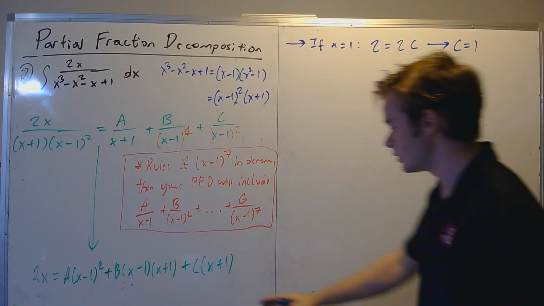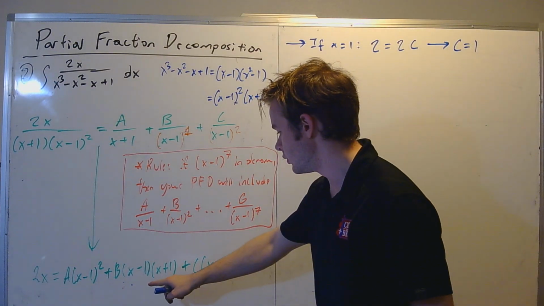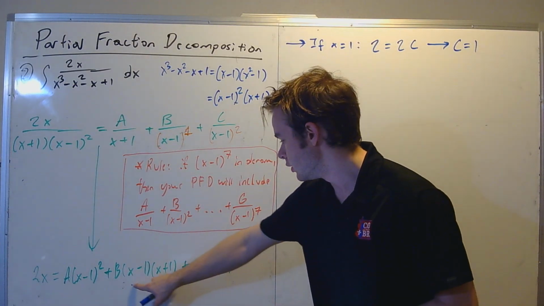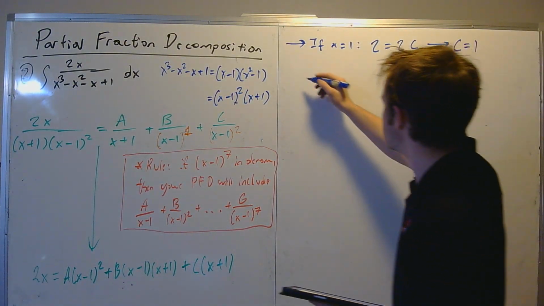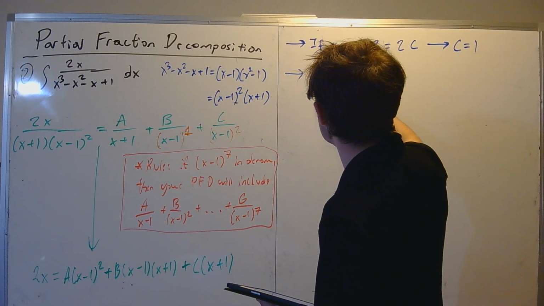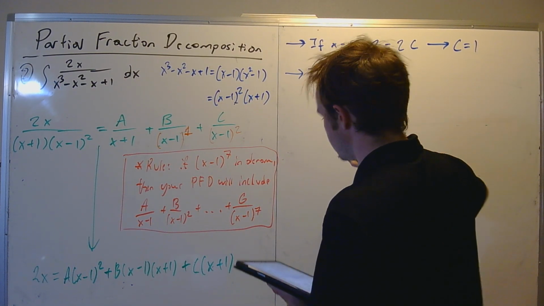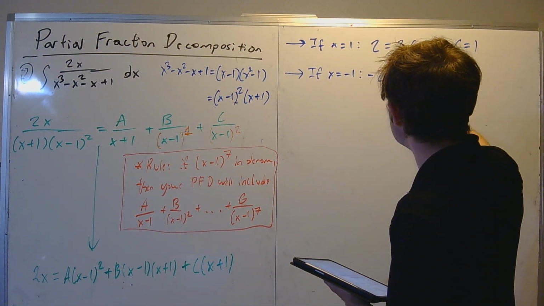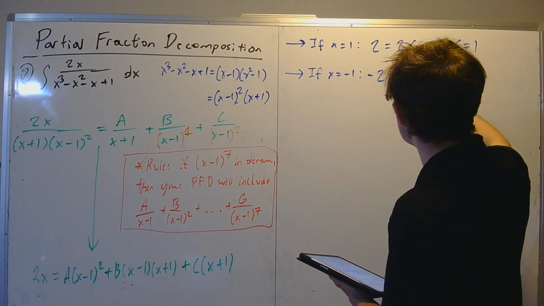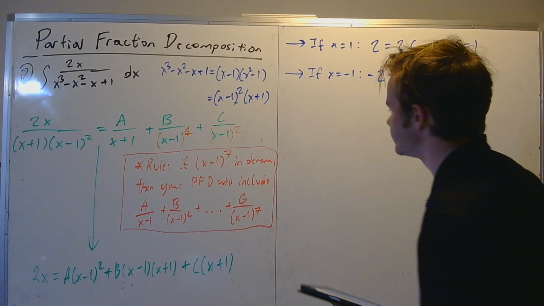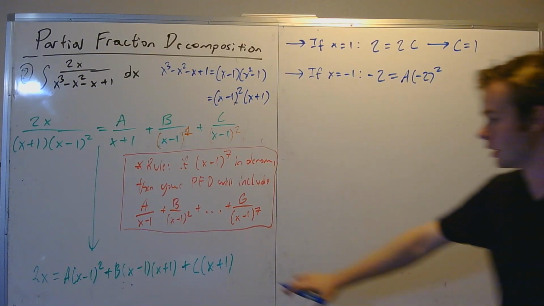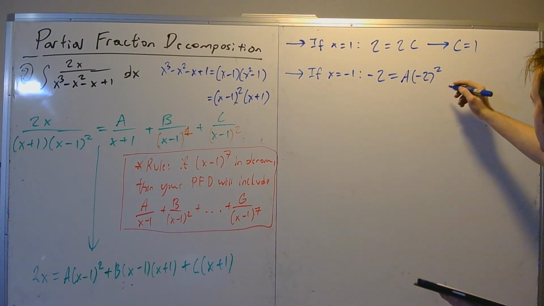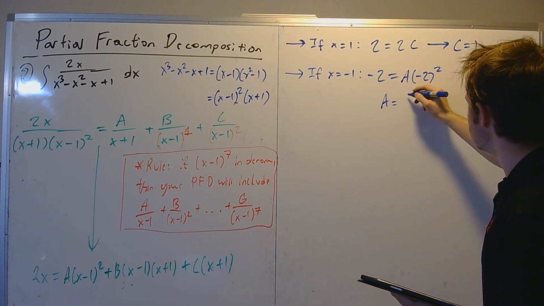The next thing we're going to try, we're going to see how we can get these 2 terms to go away. And the answer is if we set x equal to -1, both of these 2 terms go away. So if x equals -1, then once those 2 terms go away, we have -2 equals a times -2 squared. That's just by plugging in -1 everywhere here. So this is what we get. We divide by 4 on both sides, so we get that a equals -1/2.